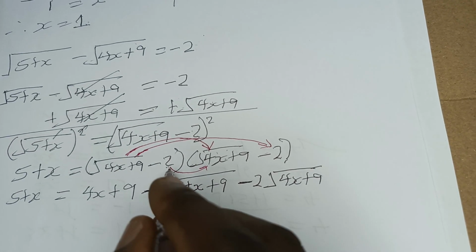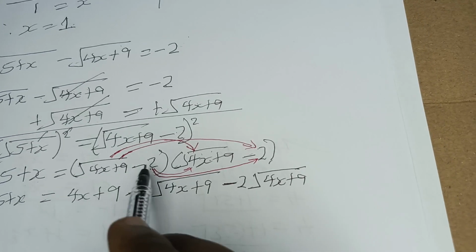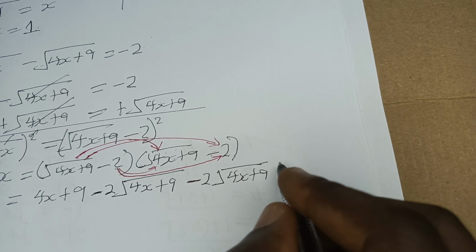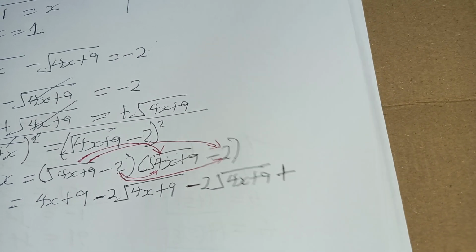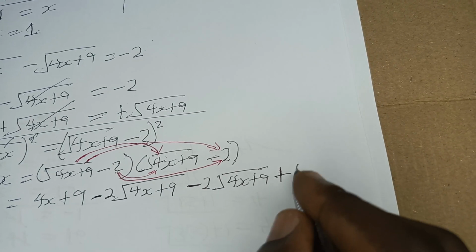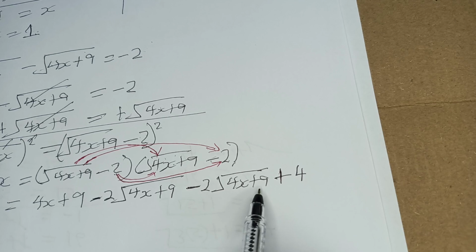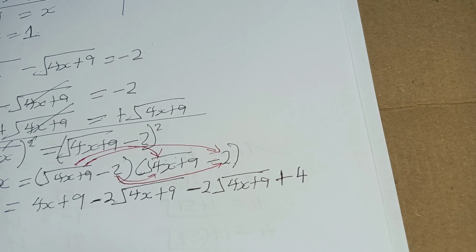So the next thing is for these two again to come and multiply this. So here, minus times minus, that should be plus. Now 2 times 2, that's 4. So the next thing for us is to simplify, and let's see what we get out of there.